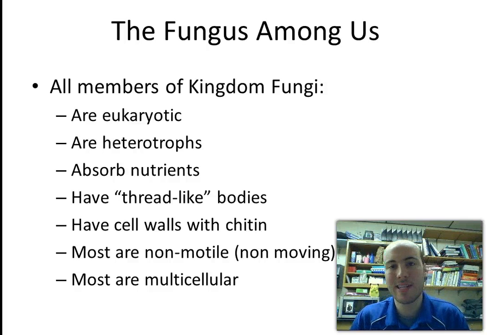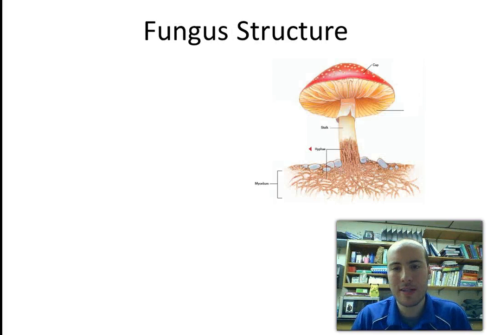So that's what kind of sets fungus apart from the other groups, besides cell walls, things like that, but the way they get their nutrition. They have cell walls with chitin in them. They are non-motile, most of them, which means they don't move, and most of them are multicellular. There are a few motile fungus, there are a few unicellular fungus, but we're not going to address them too much today. So, first we're going to talk about the structure of fungus.